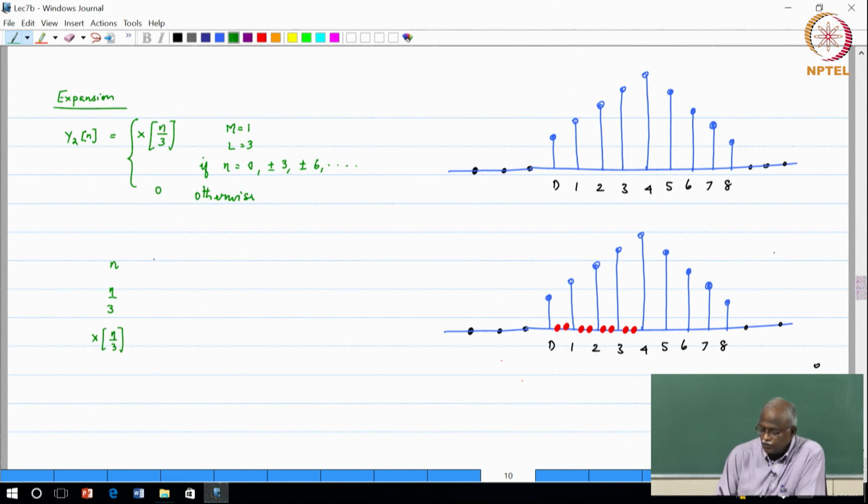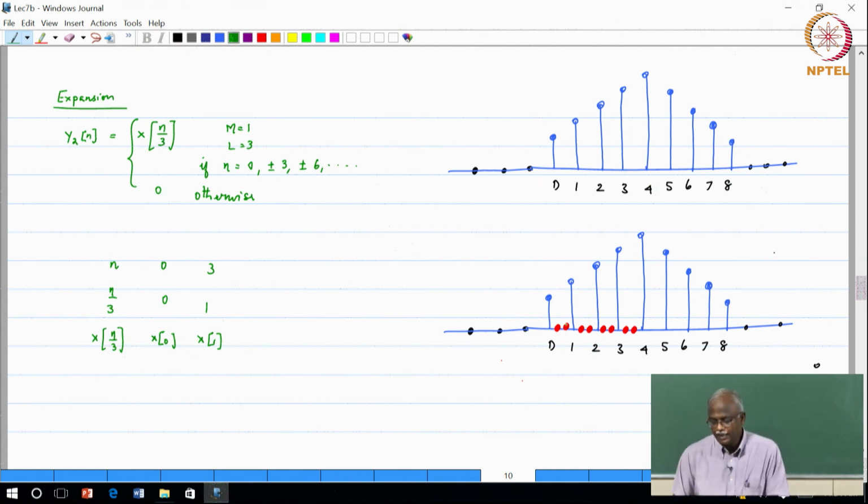So, for x of n by 3, this would be x of 0, then 0 0, then x of 1. Okay. So, what happens to those indices in between? They are labeled as 0. So, the new sequence, y2 of n, is a sequence where there are 0 valued samples that have entered the expression. Between every set of samples you will have L minus 1 zeros if L is the sampling factor.